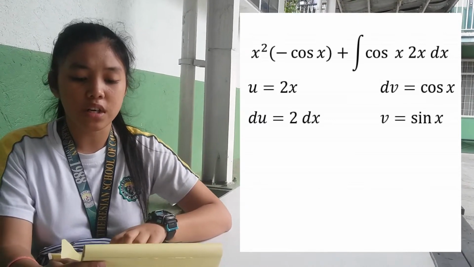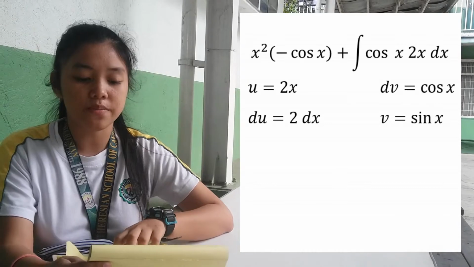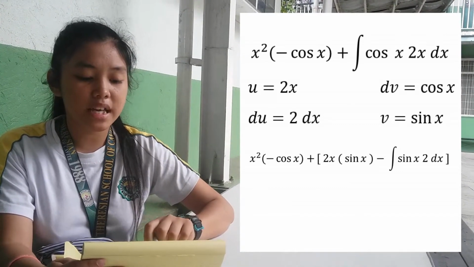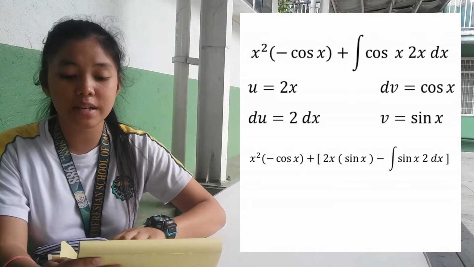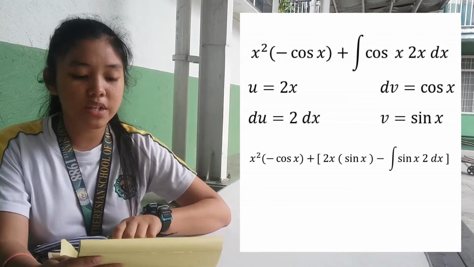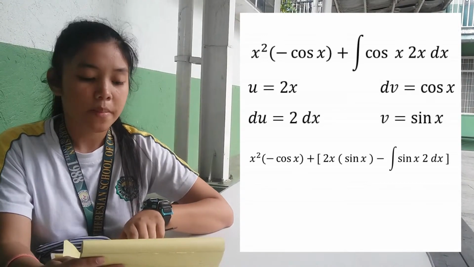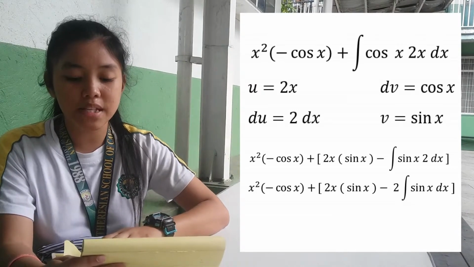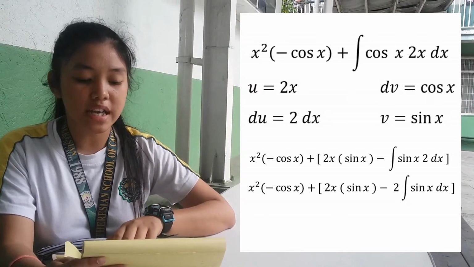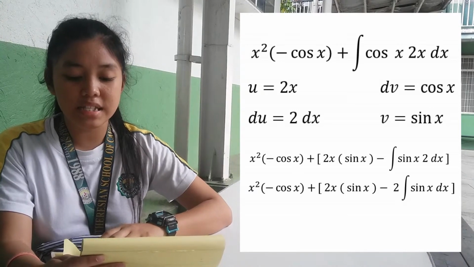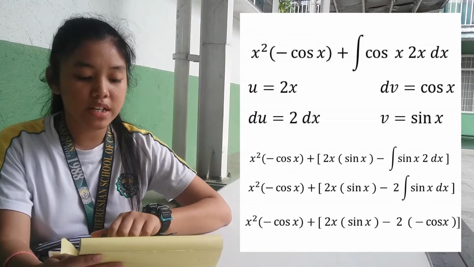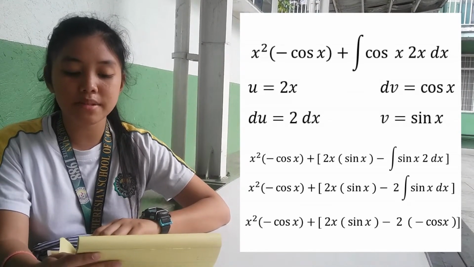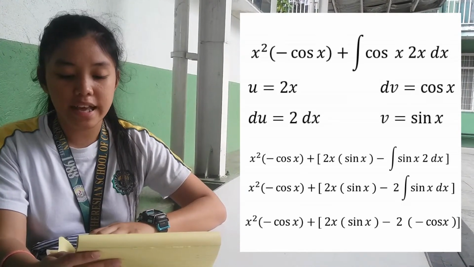Substituting it into our formula, we're just gonna plug it to our previous equation. We have x squared times negative cos x plus 2x times sine x minus the integral of sine x times 2 dx. So we're gonna bring 2 before sine x and then factor it out. We have x squared times negative cos x plus 2x times sine x minus 2 integral of sine x. So the integral of sine x is negative cosine x, which will give us x squared times negative cosine x plus 2x times sine x minus 2 negative cosine x.